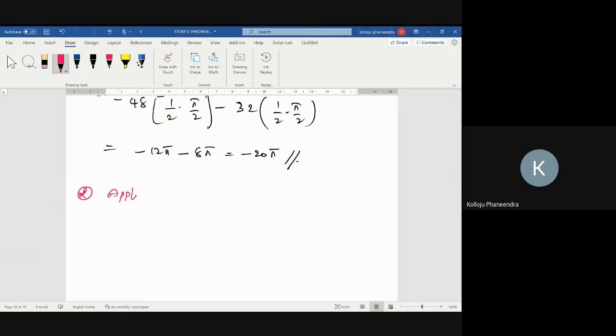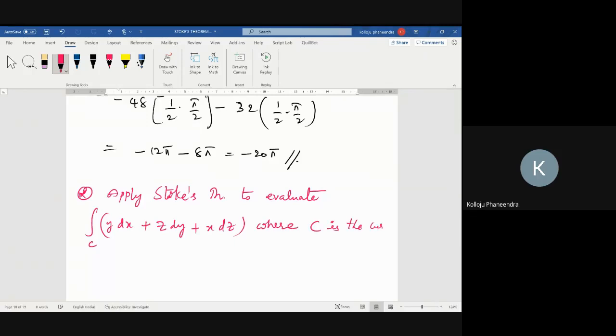Apply Stokes theorem to evaluate the integral over C of y dx plus z dy plus x dz, where C is the curve of intersection of x square plus y square plus z square equal to a square, and x plus z equal to a.